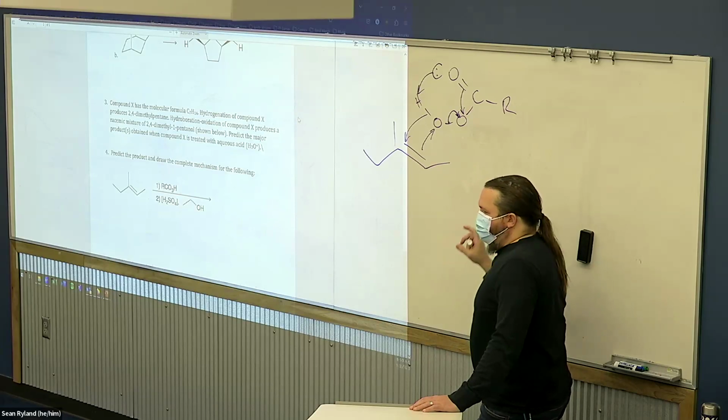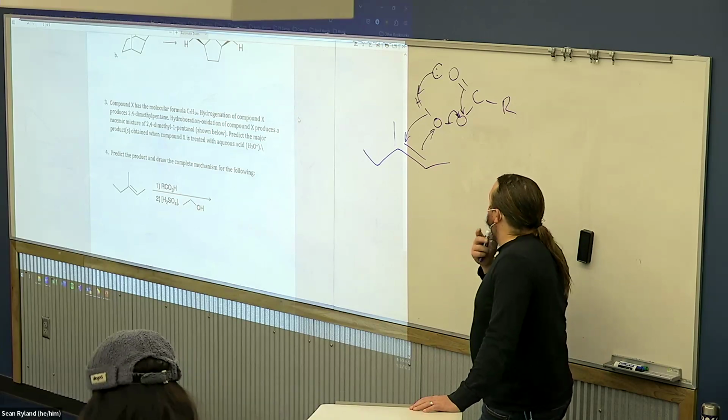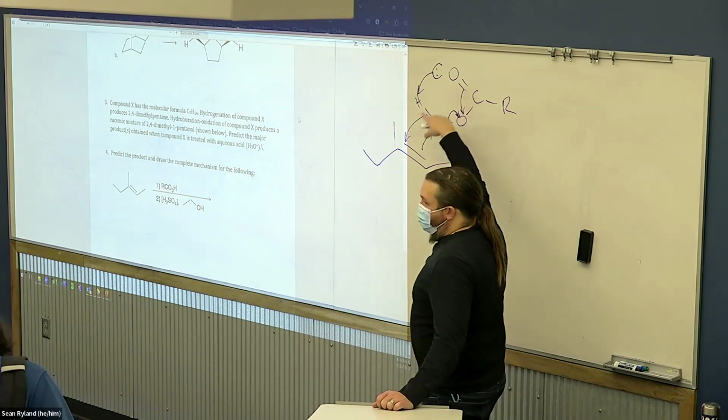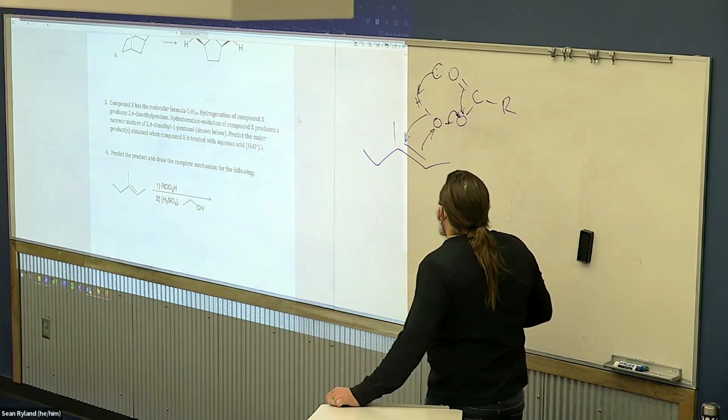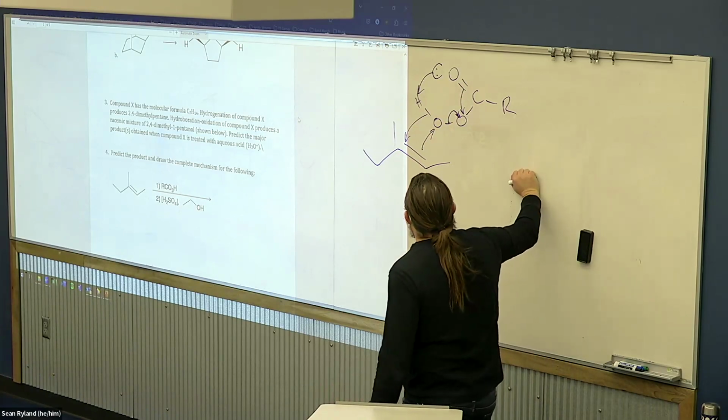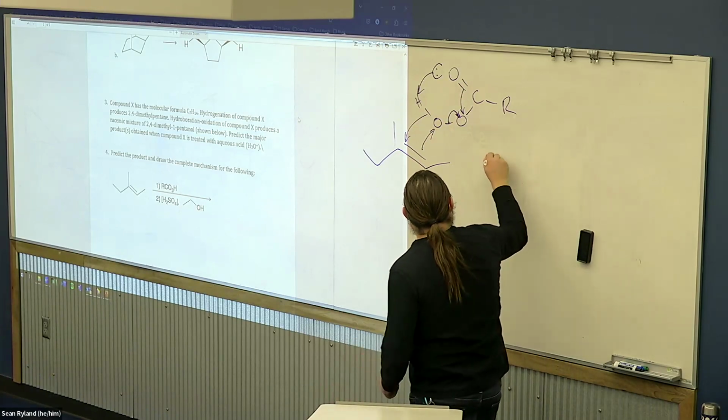it goes through a slightly different pathway. Peroxy acids are slightly different than pure peroxides, mostly because they have this ability to make this sort of five-sided transition state. And so then that's gonna.